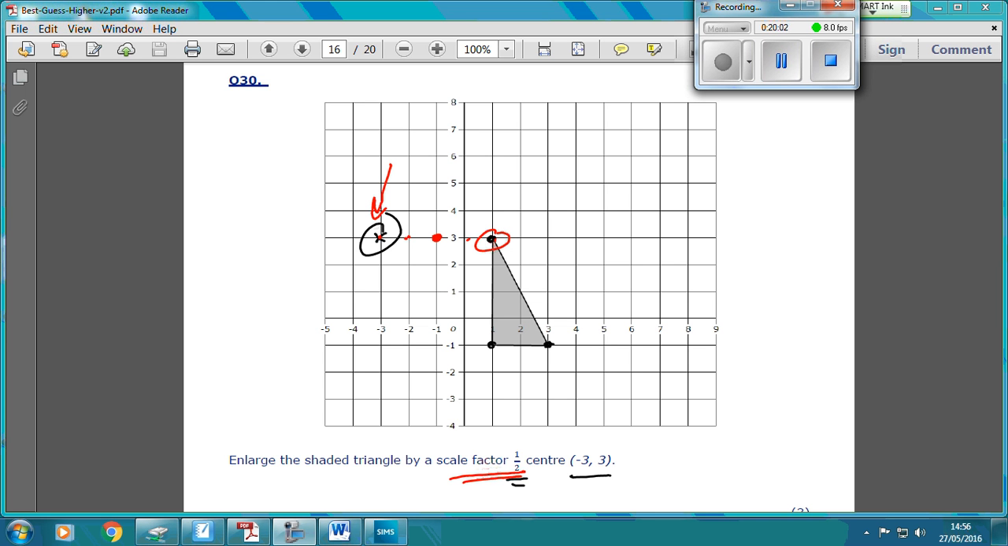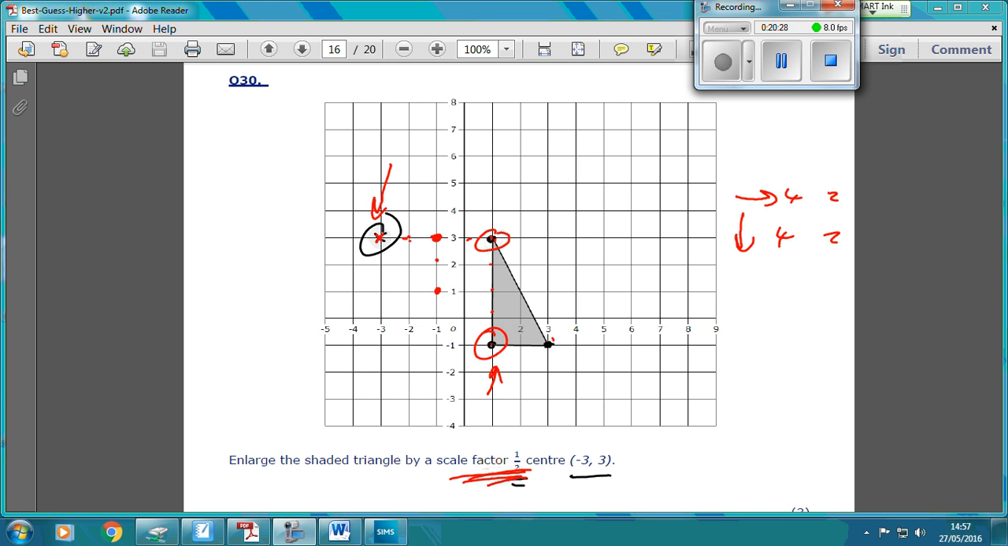Right, now to get from our centre of enlargement, again, going back to our centre of enlargement each time, to get from our centre to this point here, we go to the right 1, 2, 3, 4. So we go to the right by 4, and then we go down by 1, 2, 3, 4, down by 4. So the scale factor of a half means that we're going to half that. So instead, we go right by 2 and then down by 2. So go back to our centre of enlargement, right by 2, down by 2, and we get to this point here.